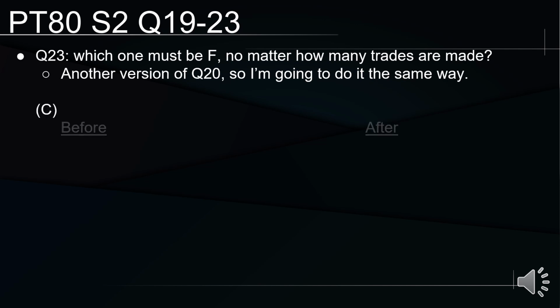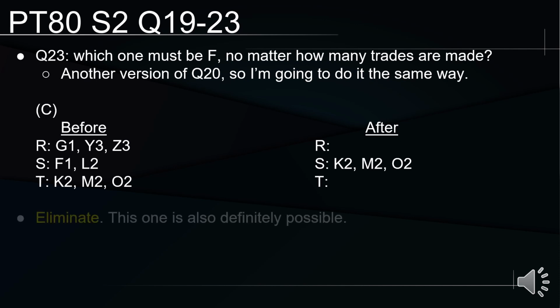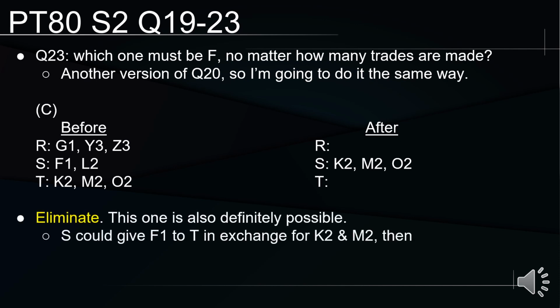So again, doing much the same, moving on to C here. C suggests that the after scenario is S ends up with K, M, and O. So basically, it took everything that T has. This one is also possible, so I'm going to eliminate it. S could give F to T, and in exchange, it could get K and M. And then S could give L also to T, and then it could also do a one-to-one trade with O. So that's also possible, so we eliminate this one.